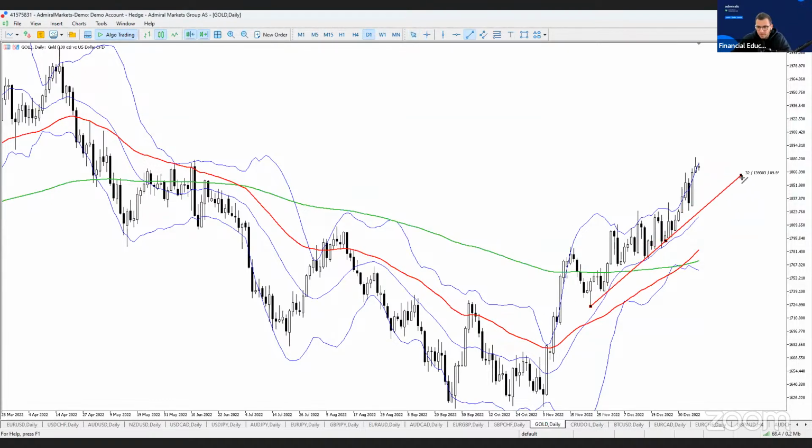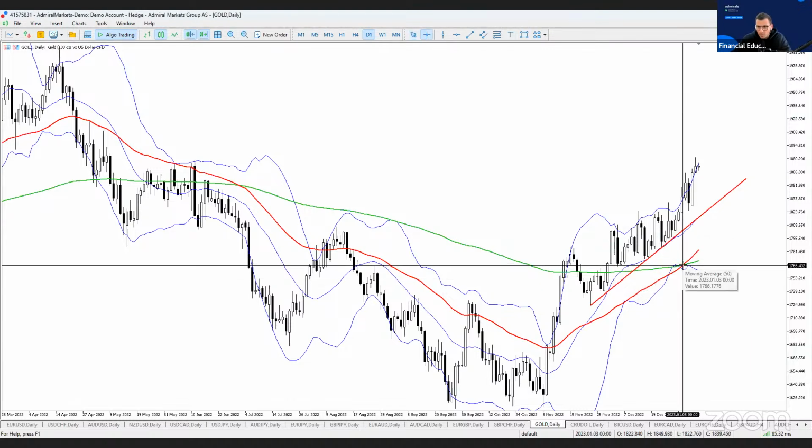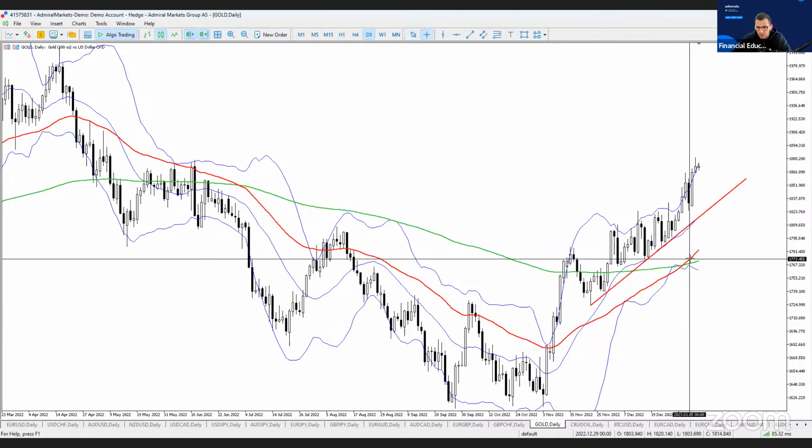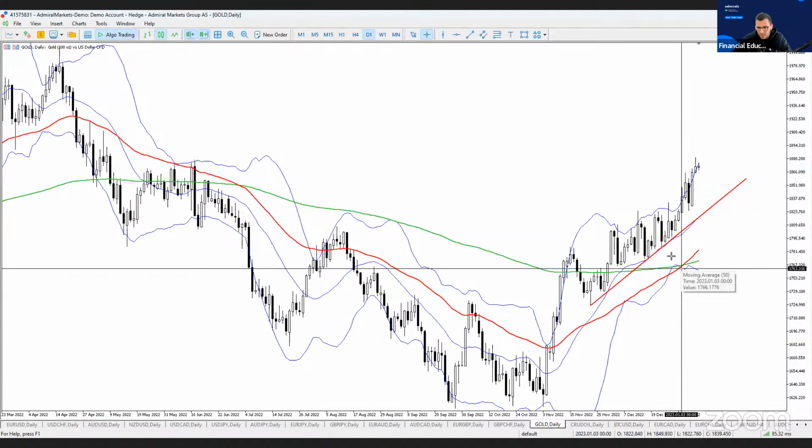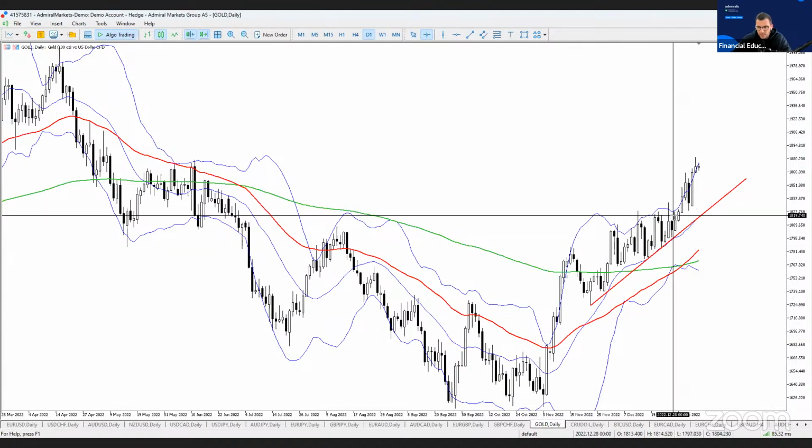But from here, we do have a trend line. Price is bouncing nicely above this 20 moving average. For moving average traders, this is what we call the golden cross, when the 50 moving average crosses above the 200 moving average. So it's a golden cross, and usually investors take it as a very bullish signal.